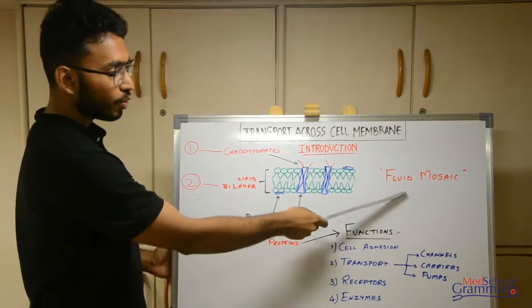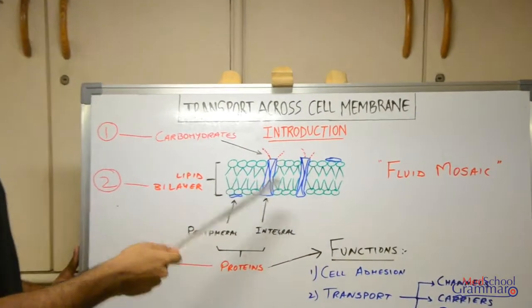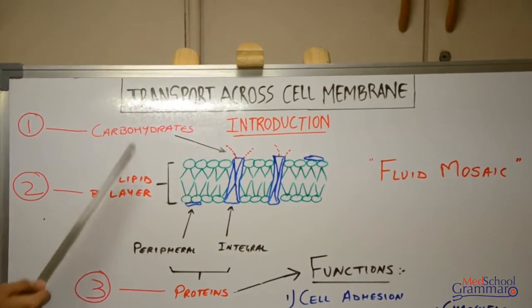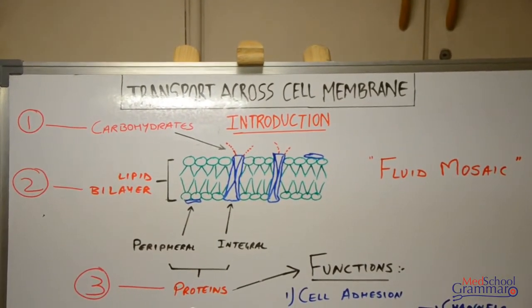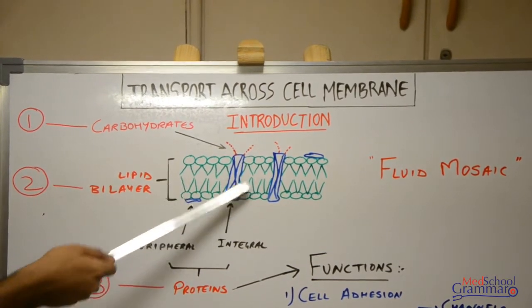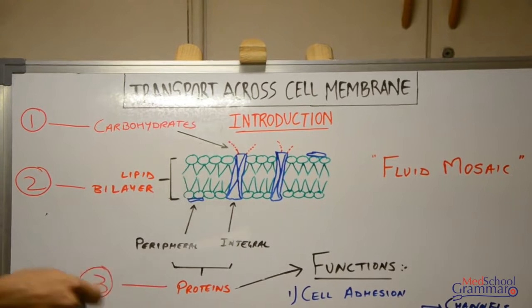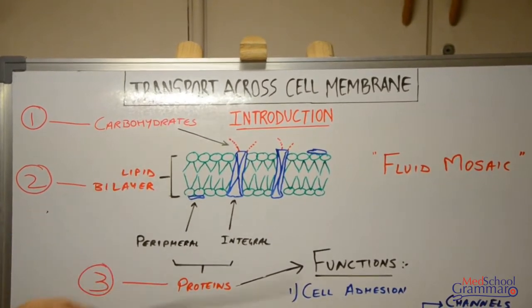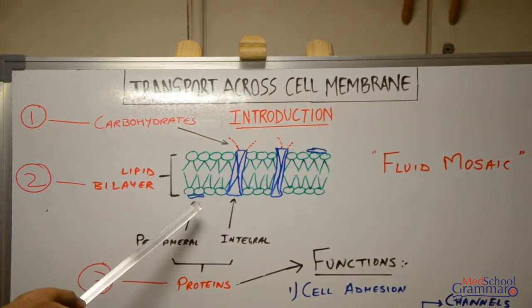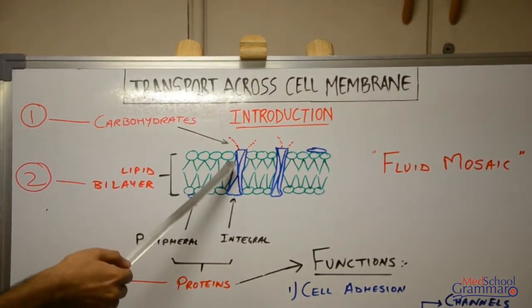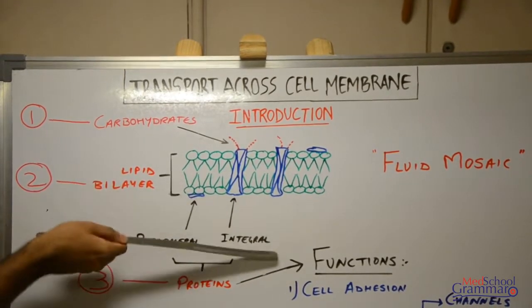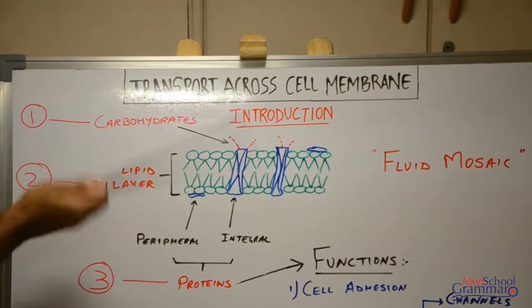So according to the fluid mosaic model, the cell membrane is chemically composed of three components: the carbohydrates, the lipids and the proteins. The carbohydrates are usually present along with the proteins as glycoproteins, carbohydrates and protein complex. The lipids are present as bilayer and proteins are present in between the lipid bilayer or on either side, either inside or on the outside.